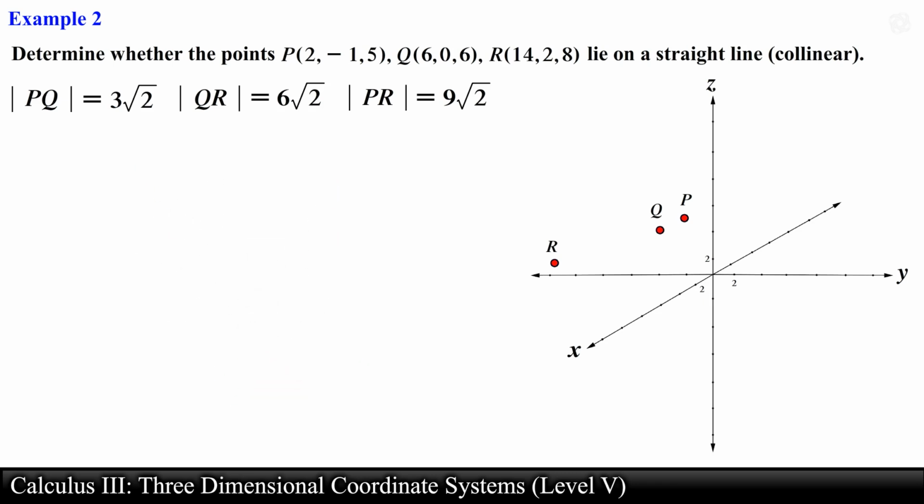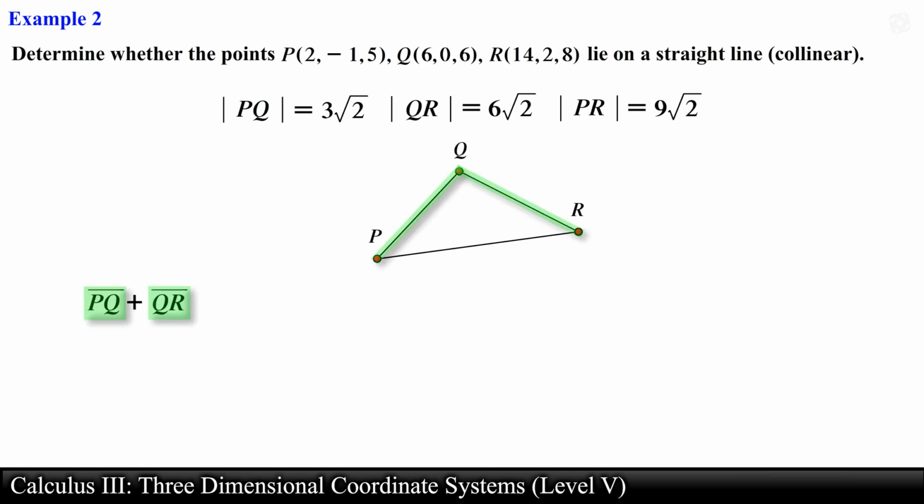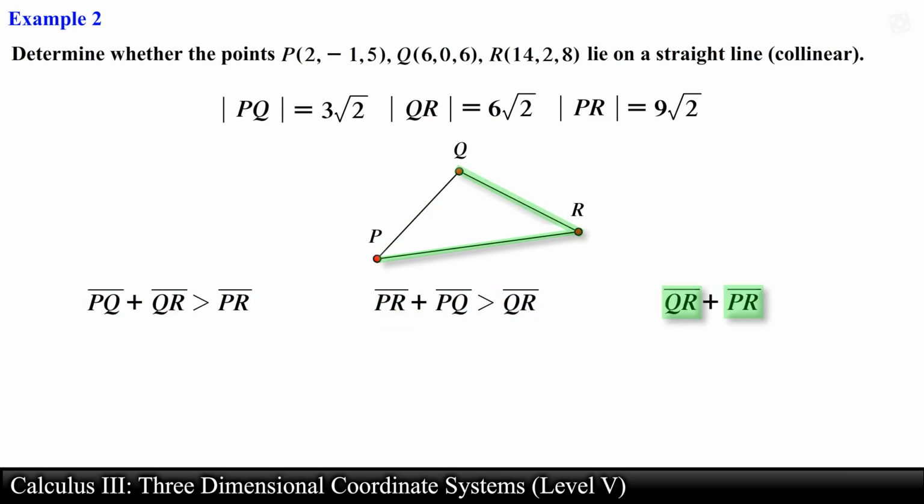If we decided to use the second geometric relation, specifically proving that the line segments form a triangle, we would have to show that the sum of 2 line segments has to be greater than the third side of the triangle for all the following cases. The length of the line segment PQ plus QR has to be greater than line segment PR. The length of line segment PR plus PQ has to be greater than line segment QR. And the length of line segment QR plus PR has to be greater than line segment PQ.